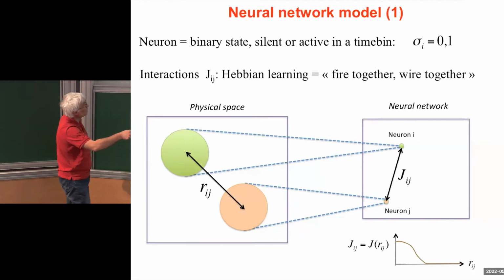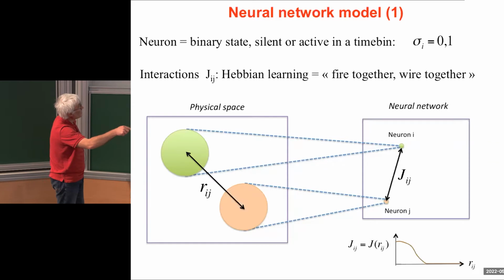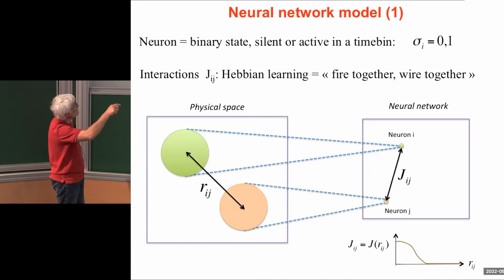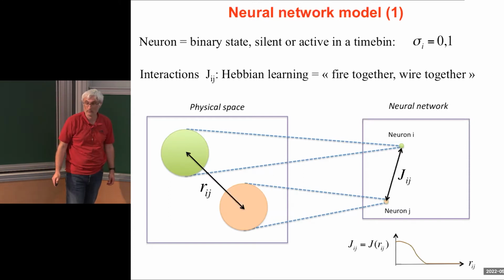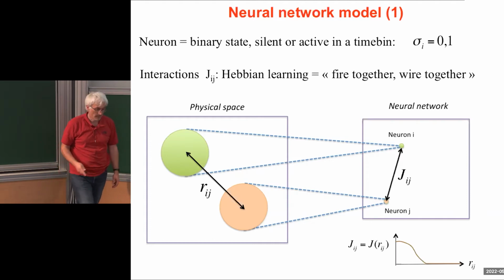At the end of a learning process, I'm assuming that J_ij, the coefficient of interaction between neuron i and j, depends on the distance between their place fields in physical space. It's something like a short-range interaction, and it goes to 0 at long distances. Long means of the order of the diameter of a place field.